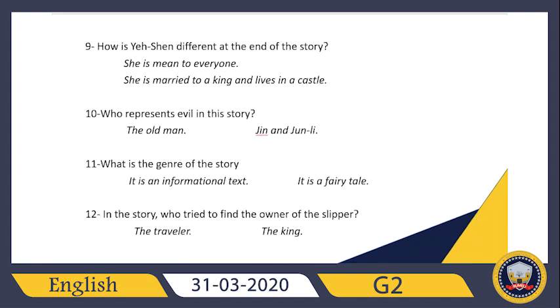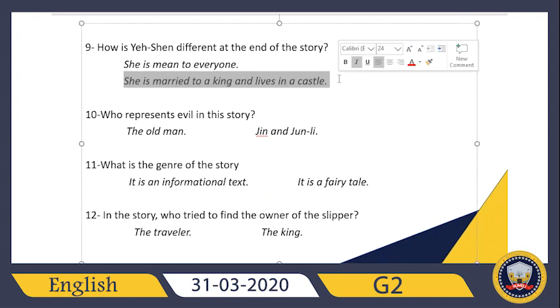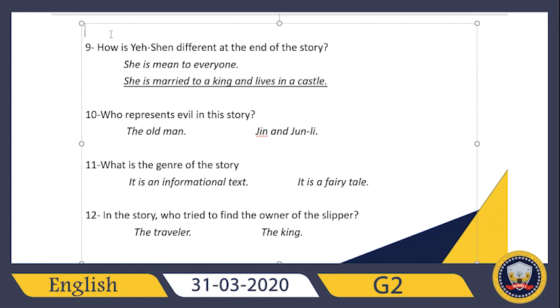Question number 9. How is Ye Xian different at the end of the story? At the end, she is mean to everyone, or she is married to a king and lives in a castle. Of course, she is not mean, she is very kind, but she gets married. Number 10. Who represents evil in this story? Who is the bad guy? Who is the evil person in this story? The old man? No, he is not evil, we know. Jin and Zhengli. Yes, they are mean and they are evil in this story.